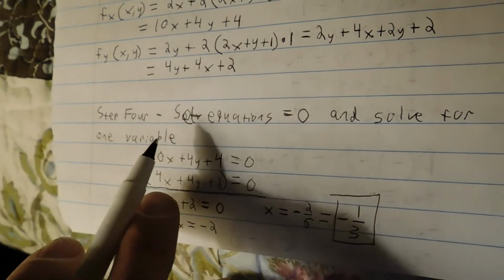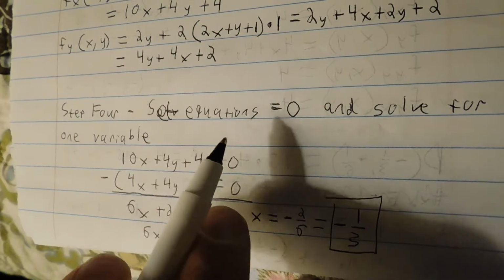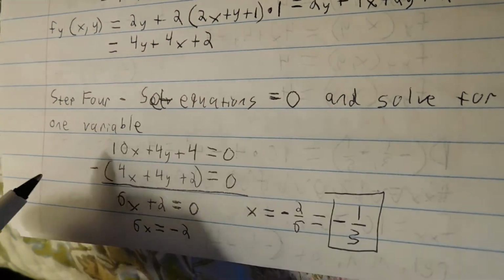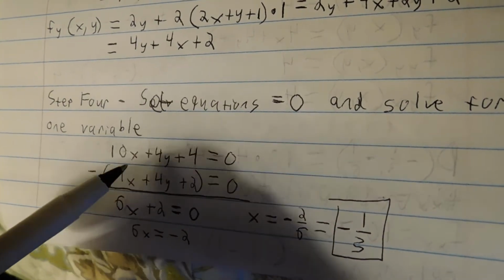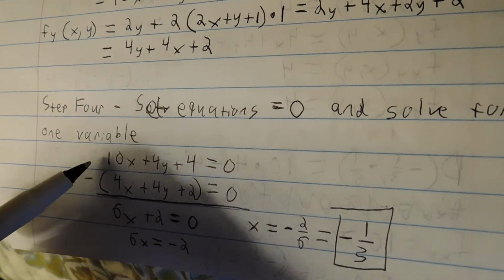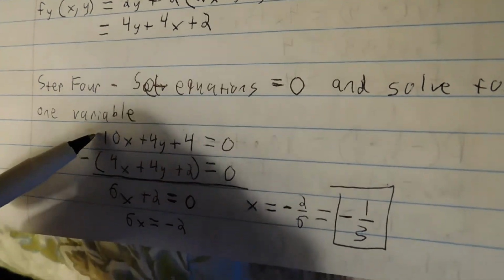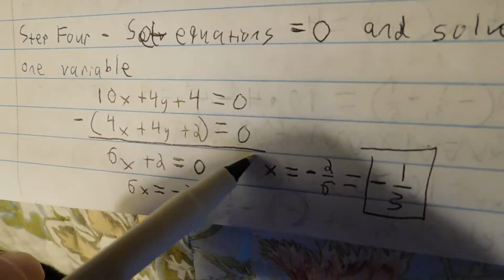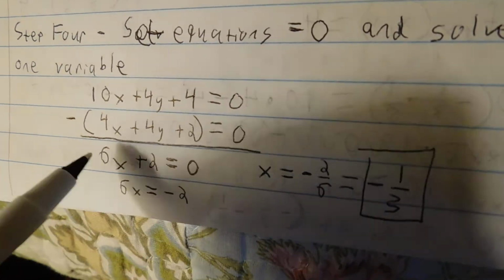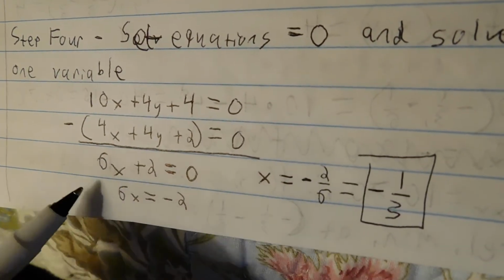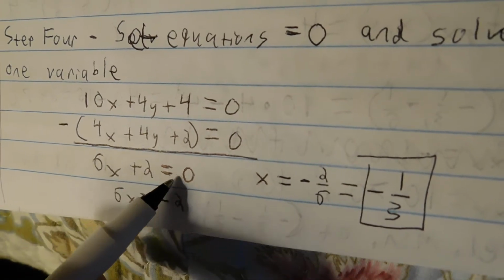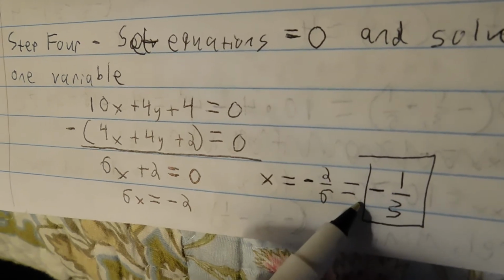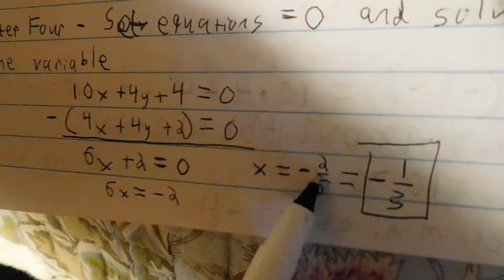Now, step 4, you're going to set both of those partial equations equal to 0 and solve so that you get one variable. In this situation, it works out very nicely because you've got a 4y in both equations, so you can just subtract one from the other. So you've got 10x plus 4y plus 4 equals 0, and you subtract out 4x plus 4y plus 2 equals 0. Those simplify to just 6x plus 2 equals 0, and then you can find that x is equal to negative 1/3.